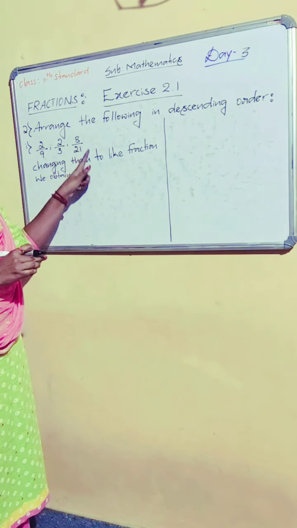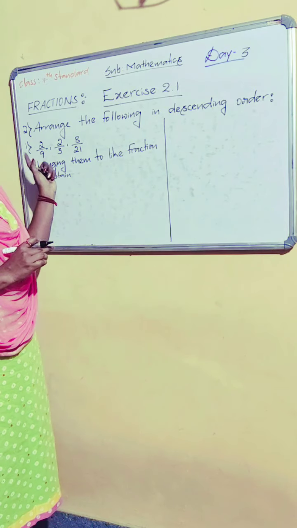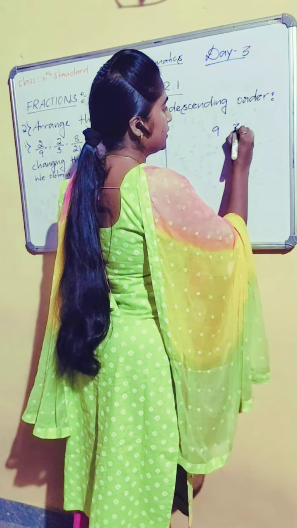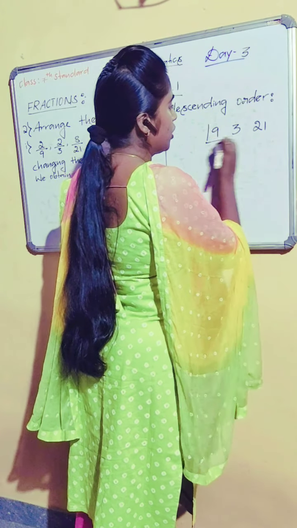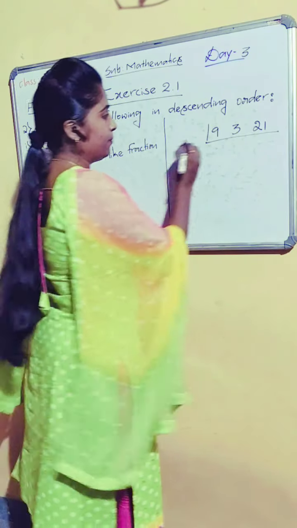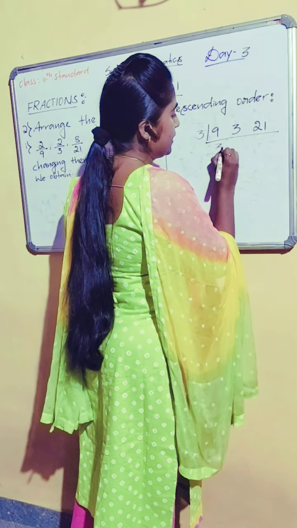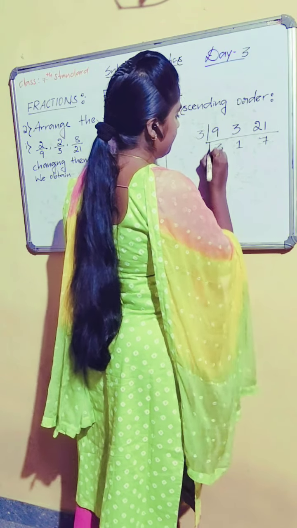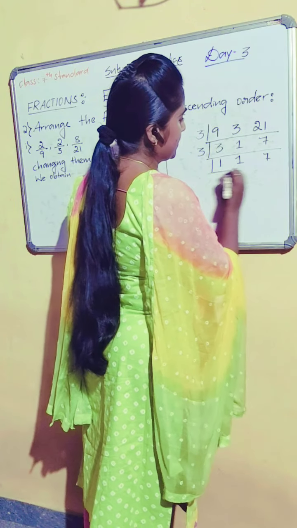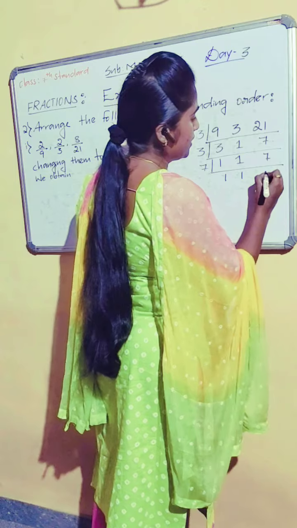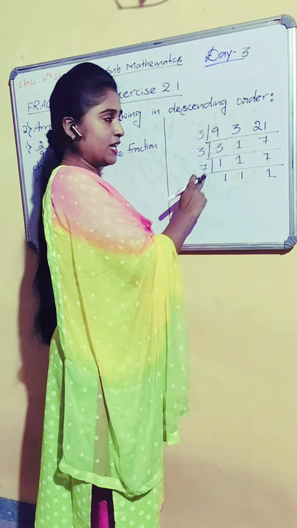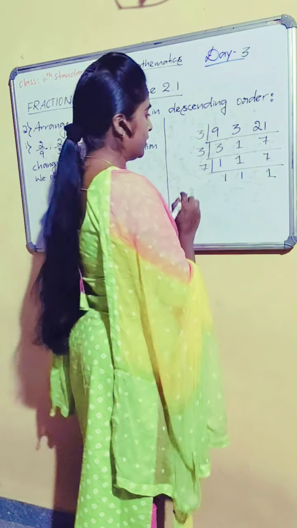So take all the denominators, that is, the LCM of the denominators 9, 3, 21. So we have to find the LCM of 9, 3, 21. All are divisible by 3. I'll go for 3. 3 3s are 9, 3 1s are 3, 3 7s are 21. Again 3 1s are 3, 1 is 7. The next term: 1, 1, 7. So the multiplication of these terms will give the LCM of 9, 3, 21.